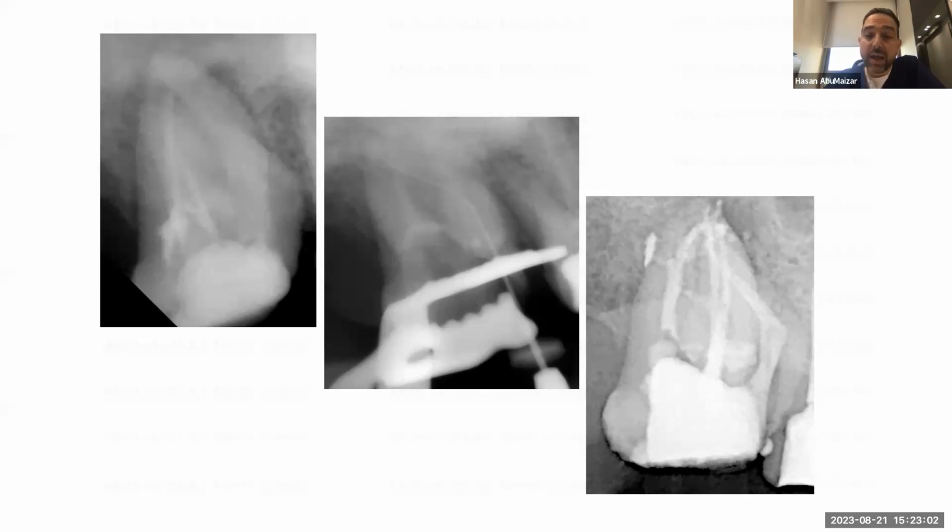sometimes with files. I have many cases where actually I couldn't negotiate the lateral canal with a small file 8 and 10. So it's a good way to pre-curve the file and slide it along the walls after you finish.